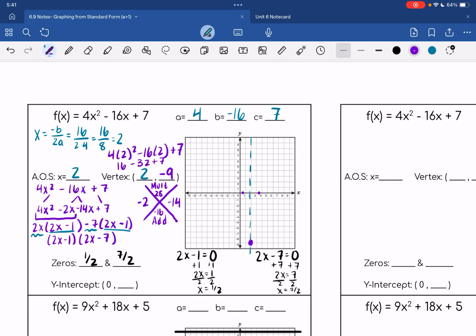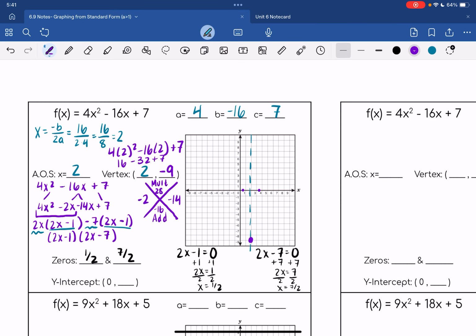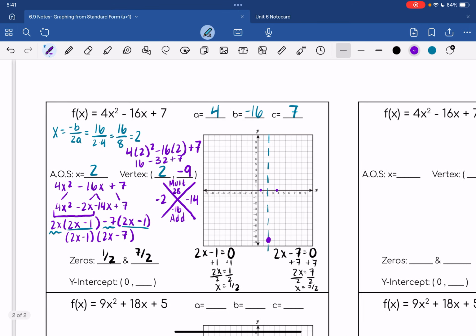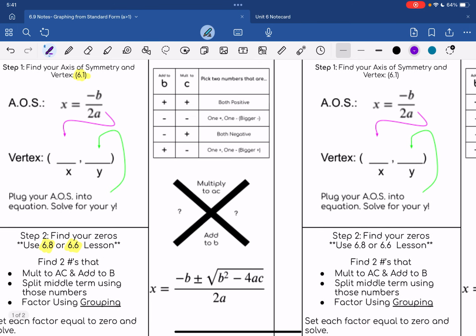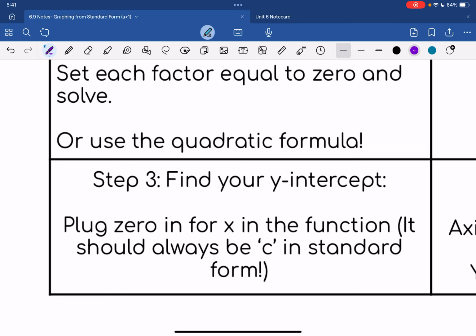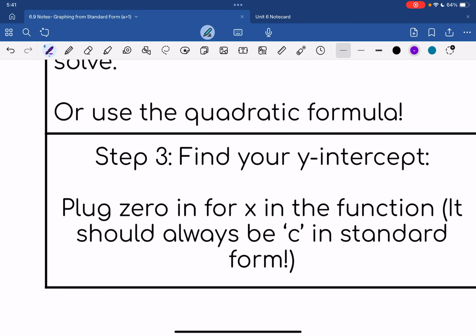All right, so that was step 2. And we did it by factoring this time. On the next problem, we'll do it by the quadratic formula. All right, step 3 is our easy step, finding our y-intercept. We plug in 0 for x, and since we're plugging in 0 for x, it's going to be 0 squared is 0, x is 0, so it's just 0 on that middle term as well. Our y-intercept is always just going to be our c value.